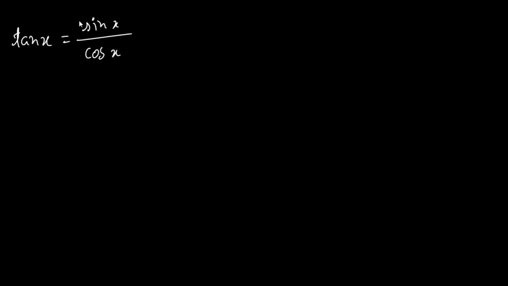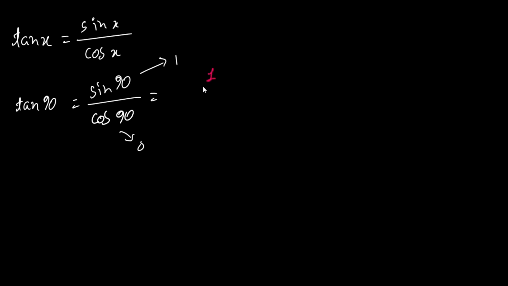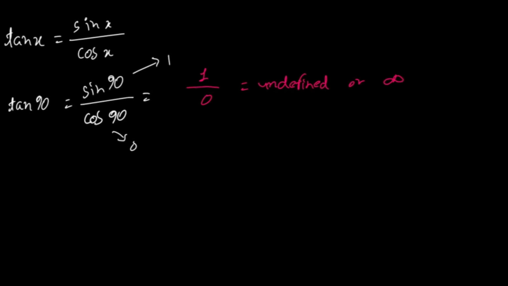The answer is simple. We know that tan x is equal to sine x divided by cos x. Now, tan 90 degrees will be equal to sine 90 divided by cos 90. Sine 90 is 1, whereas cos 90 degrees is 0. 1 divided by 0 is undefined. Or to be more precise, it approaches infinity. So as a result, tan 90 approaches infinity, but it will never touch the asymptote itself.